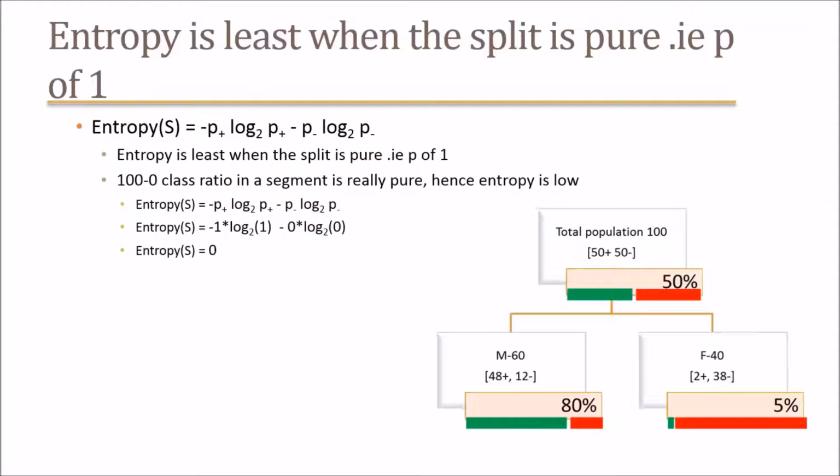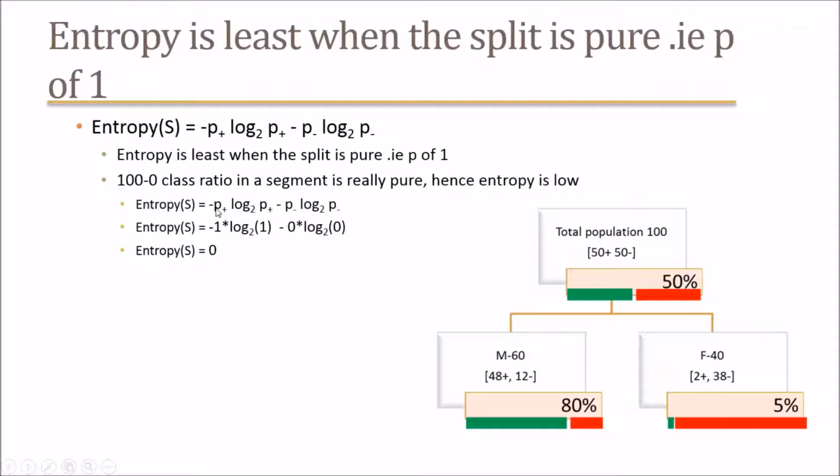Now let us take an example of pure splitting, pure segmentation. When a variable really splits purely, what happens? One of the probabilities will be 1 and the other probability will be 0. If P plus is 1, then P minus will be 0. If everything is one class, the other class will obviously have 0 probability. So let's calculate entropy when one of these values is 1. Let us take a 100 and 0 class ratio in a segment, which is really pure, and entropy is low. Let us calculate entropy.